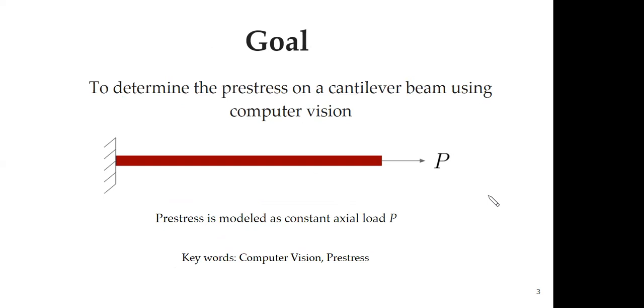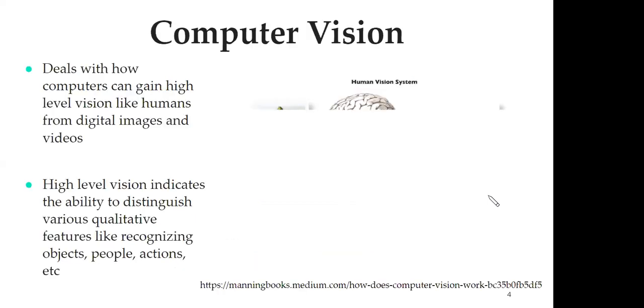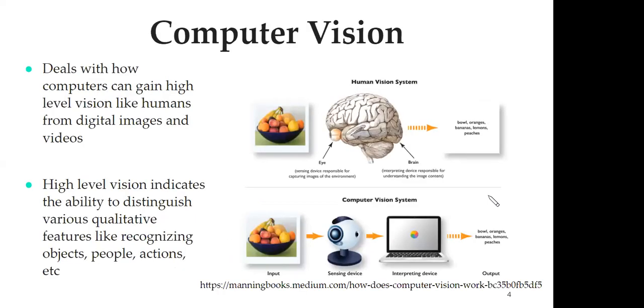Computer vision deals with how computers can gain high-level vision like humans. When we see a picture, we can immediately determine what the picture is all about, what are the parts of it, and what action is going on. But such a perception is difficult for computers, and computer vision tries to give such a high-level vision to computers.